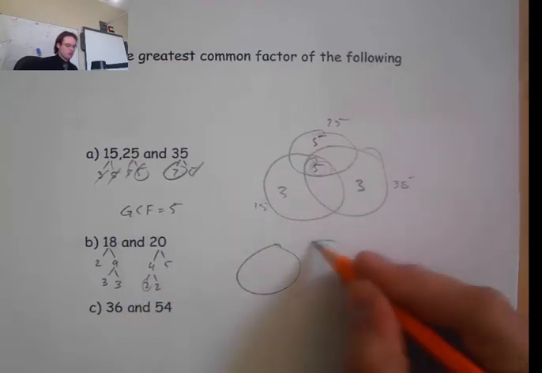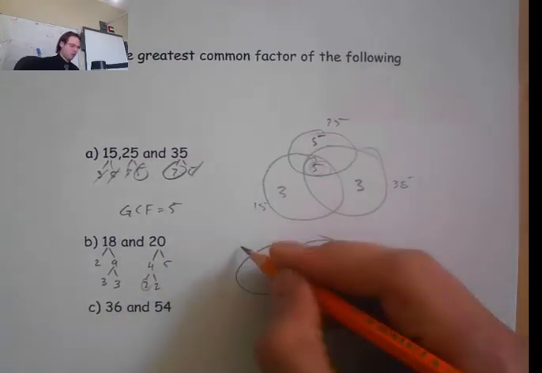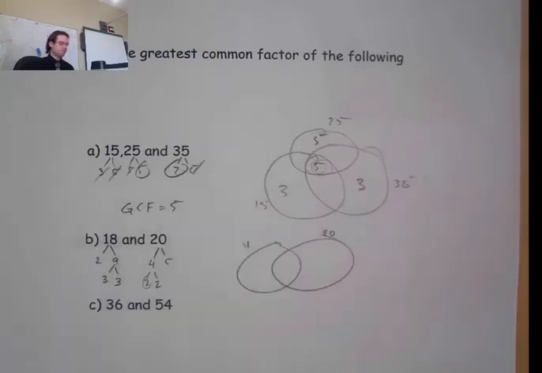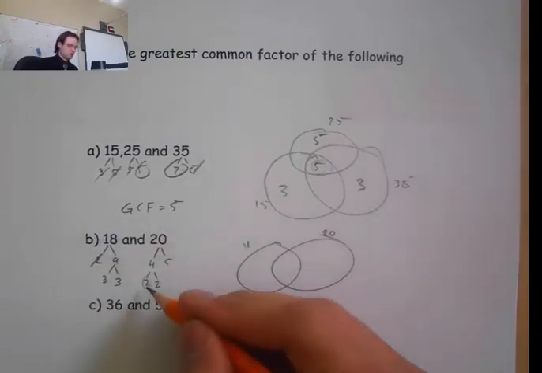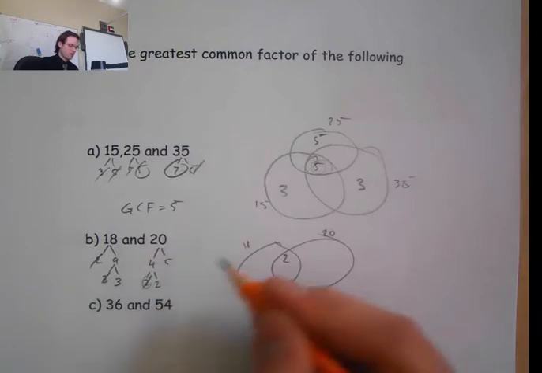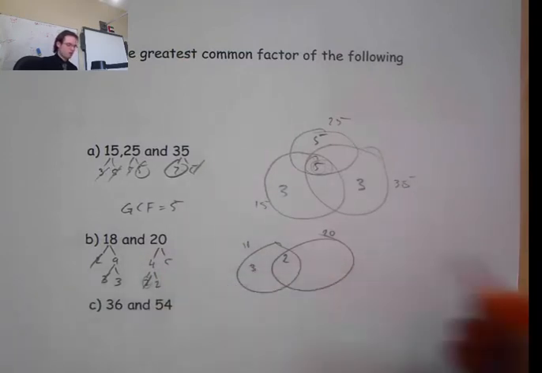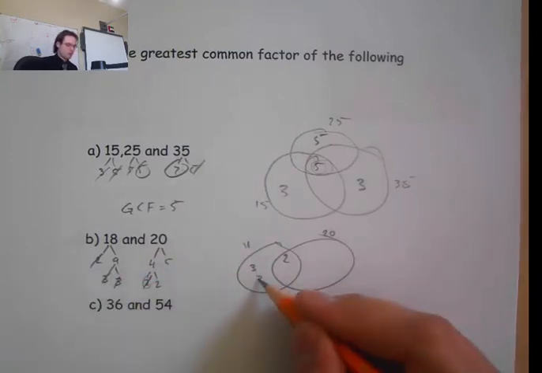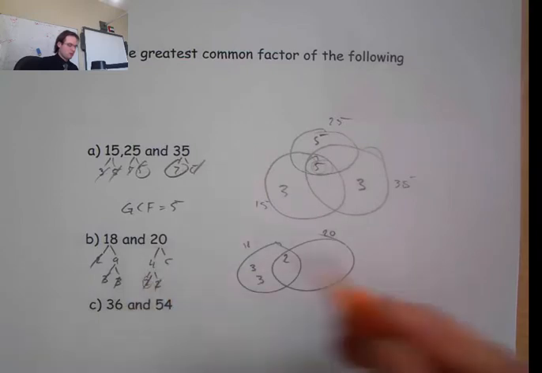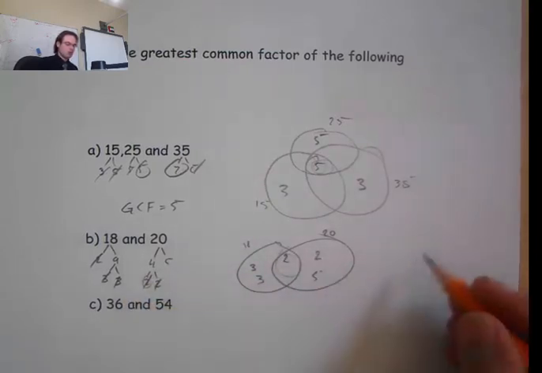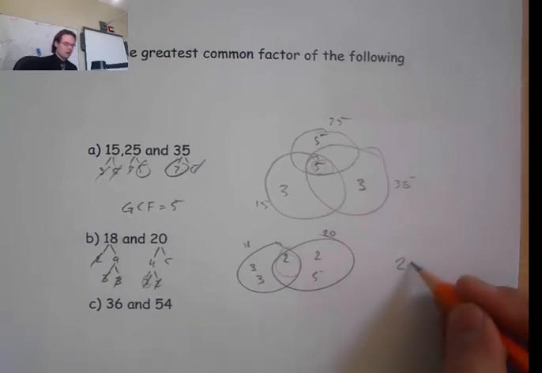Now let's check this out. There's my Venn diagram. We have 18 and we have 20. Well, 2. Is there a 2 here? Yes. That goes in the middle. 3. Is there a 3 here? No. There's a 3 there. 3. Is there a 3 there? No. Now here we have 2. No 2. And then we have a 5. So it's only going to be 2. 2 is my greatest common factor.